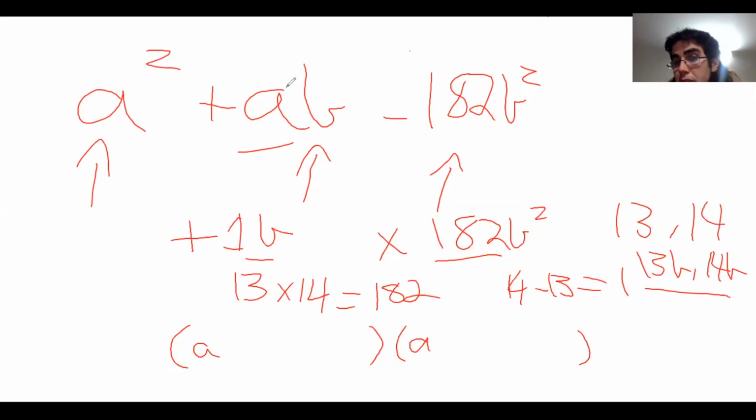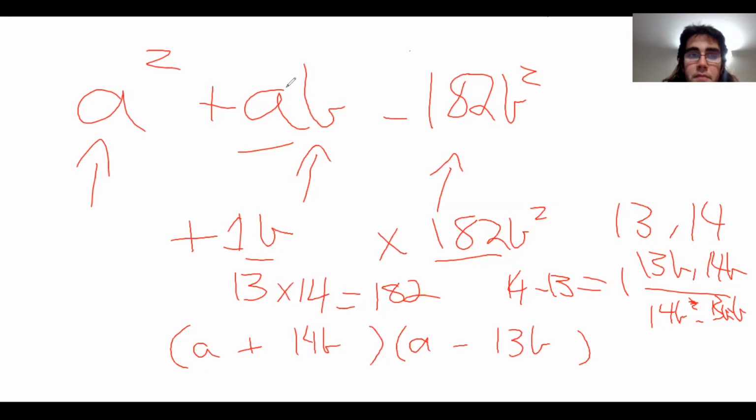Because 13b times 14b will be 182b squared, and 14b minus 13b is equal to b, which is what we want. Okay. So therefore, the answer to this equation is going to be a plus 14b times a minus 13b. All right. That's a tough one. So if you want, you can go back and have a look over that.